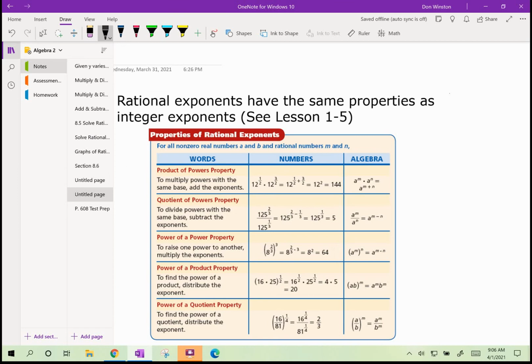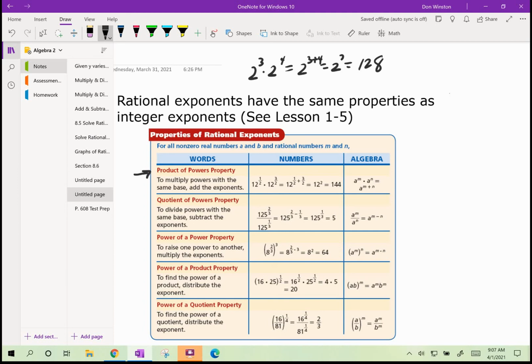The product of powers property says that when you multiply two powers, like 2 to the third times 2 to the fourth, you add the exponents. So that would be 2 raised to the 3 plus 4, which is 2 to the 7th, which would be, let's see here, I believe that would be 128. Yep, that would be 128.